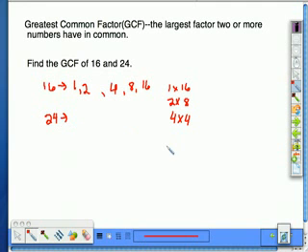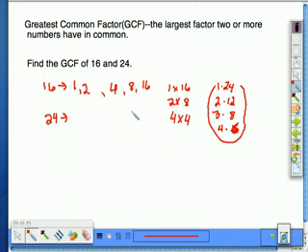Think about numbers multiplied together that equal 24. I have 1 times 24, 2 times 12, 3 times 8, 4 times 6, and 5 doesn't go into 24, so I know that I have all of my factors. So I just start here: 1, 2, 3, 4, 6, 8, 12, and 24 are my factors.